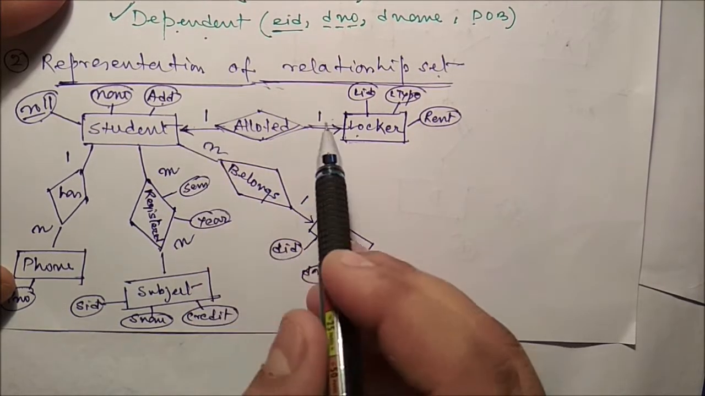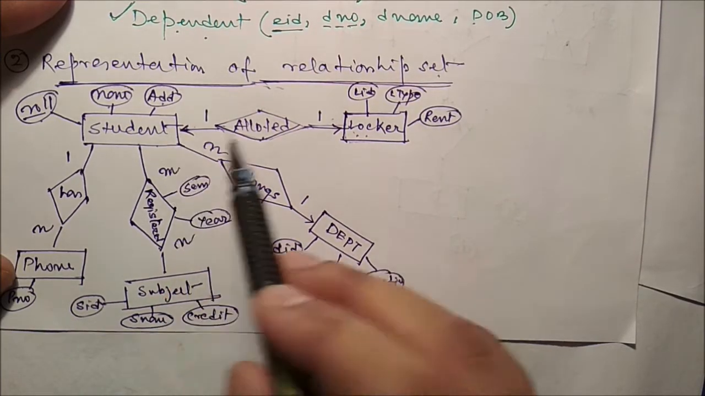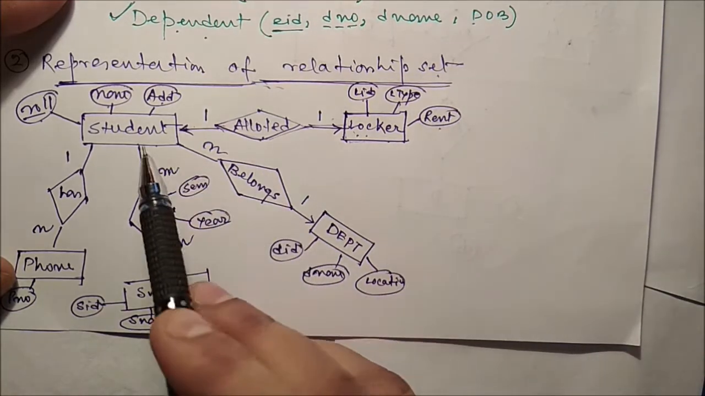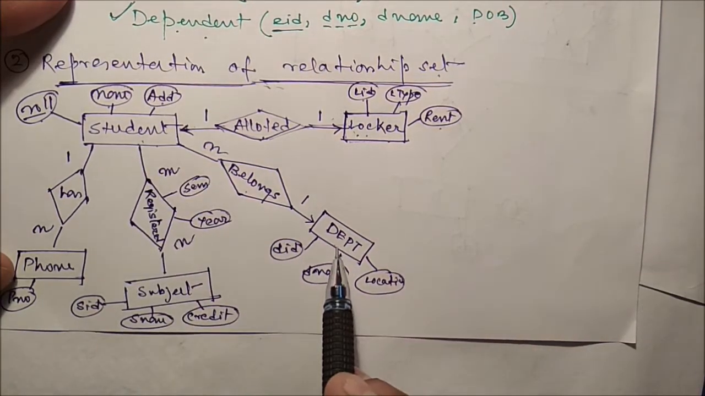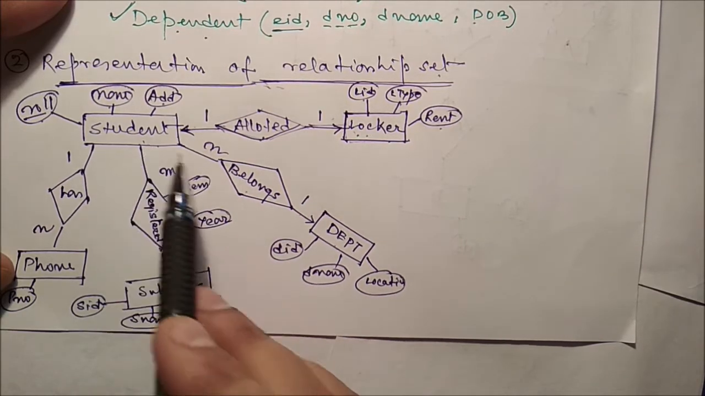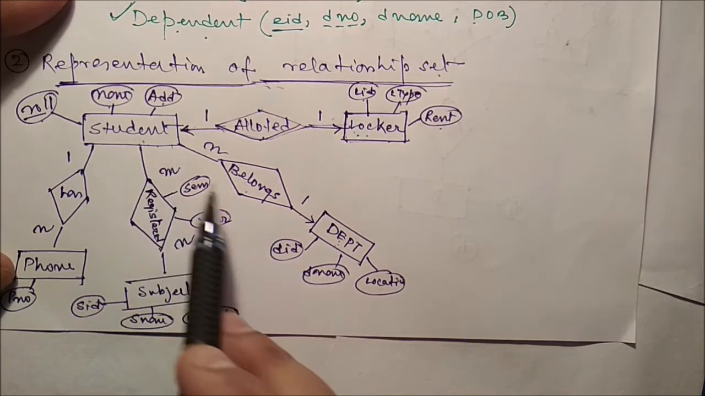Allotted locker. So it is 1:1. That means one student should have one locker, and one locker should belong to one student. And here the attributes are locker ID, locker type and rent. Now student belongs to department, and the relationship is n:1. That means a student must belong to one department, but a department may have more than one student. Are you getting this one?